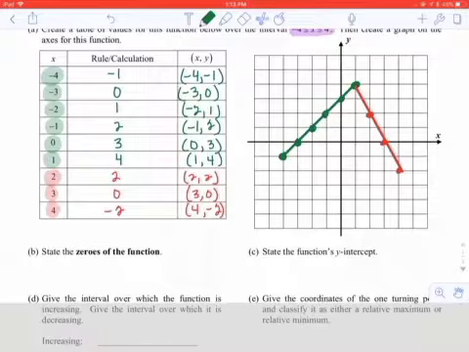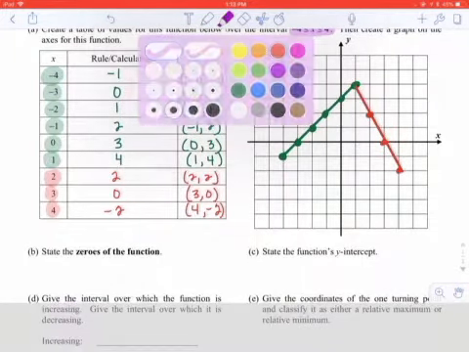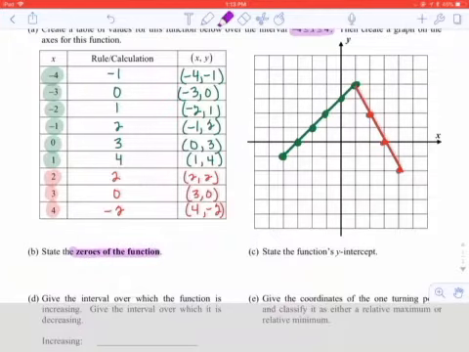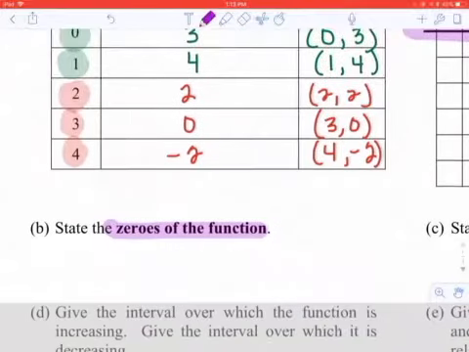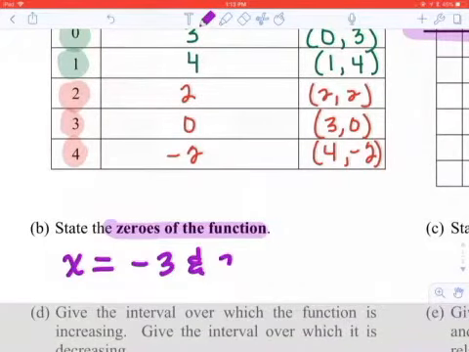So the zeros of our function is what they're asking for in B, and your zeros is where it crosses the x-axis. Okay, they're also known as x-intercepts. So you're going to look at the x-axis, and we can see that our graph intersects the x-axis in two places, here and here, when x is -3 and when x is +3.